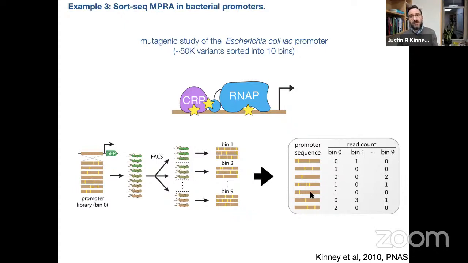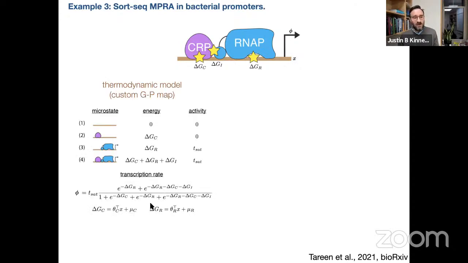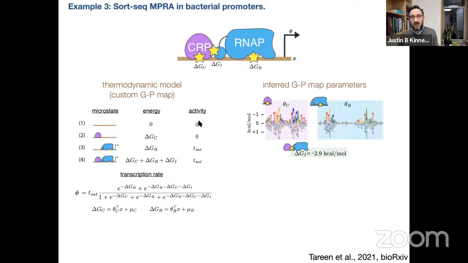So the resulting data set for this actually looks quite different than the others. Here, each variant is associated with a vector of counts across the 10 possible bins. To analyze these data, we use measurement process agnostic regression, MPA regression, with a custom GP map representing a biophysical model. This is a quick summary of the biophysical model. And by fitting using MAVEN, we can infer the energy matrix models for CRP, energy matrix descriptions of the sequence specificities of both CRP and RNA polymerase, which is shown here.